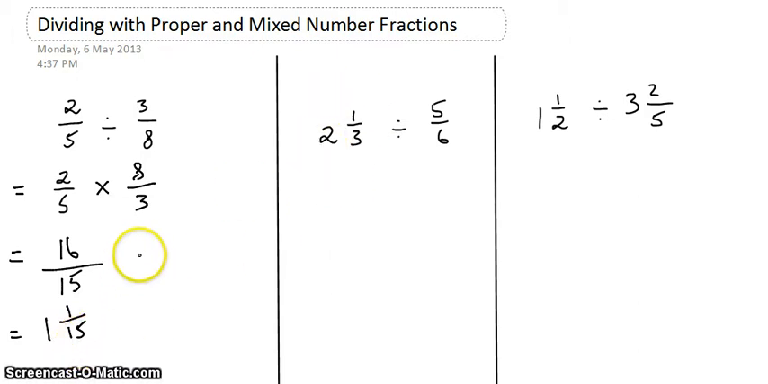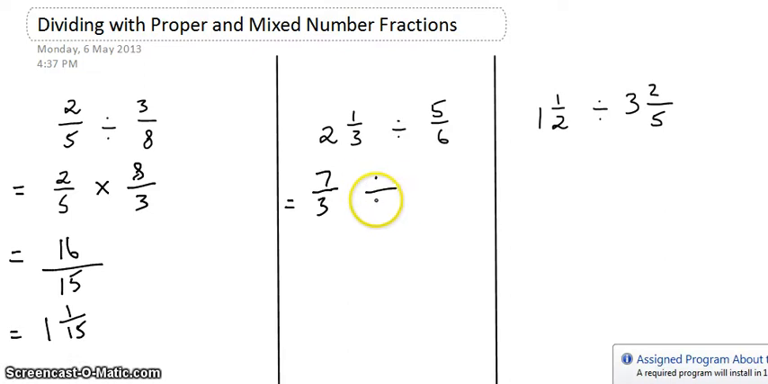Okay, if you're unsure also of this converting, go back to a video on converting improper fractions to mixed number fractions to practice that. Alright, now we've included a mixed number fraction as well. So as usual, we need to convert this fraction into an improper fraction. We use our times and add strategy again to do that. 3 times 2 is 6, plus 1 is 7. So it's 7/3. And we're going to divide by 5/6.